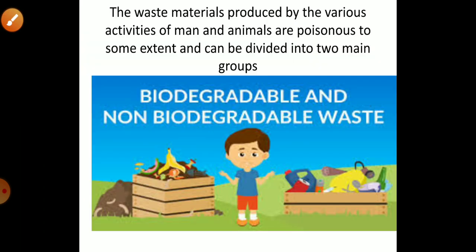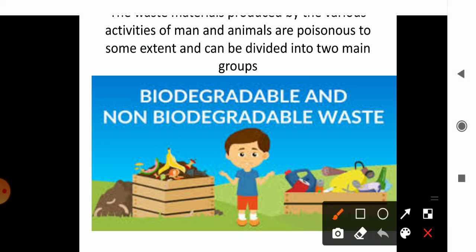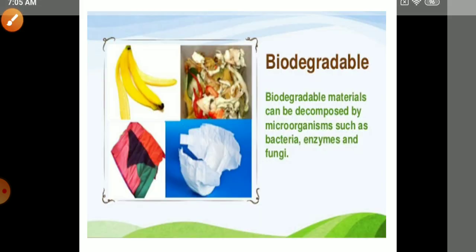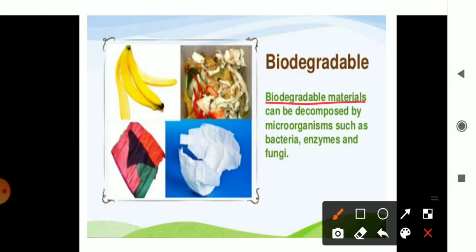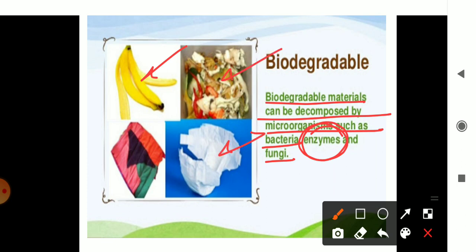This solid waste, based upon whether it can be decomposed or not, is classified as biodegradable waste and non-biodegradable waste. Biodegradable wastes are those which can be decomposed by microorganisms such as bacteria and fungi. They are decomposable because these organisms, the decomposers, have enzymes for decomposing, degrading or digesting the complex organic material contained in these wastes.